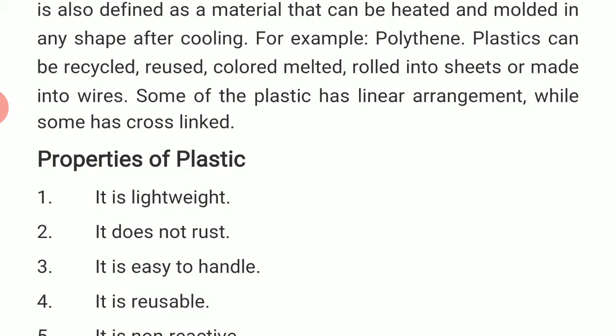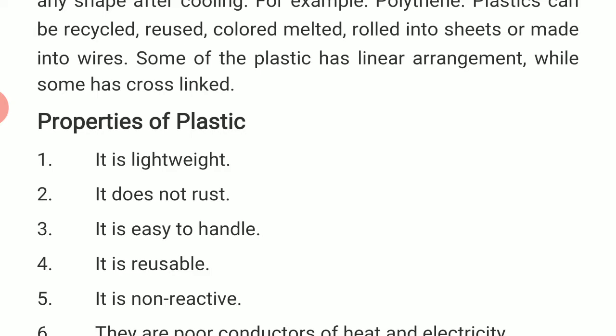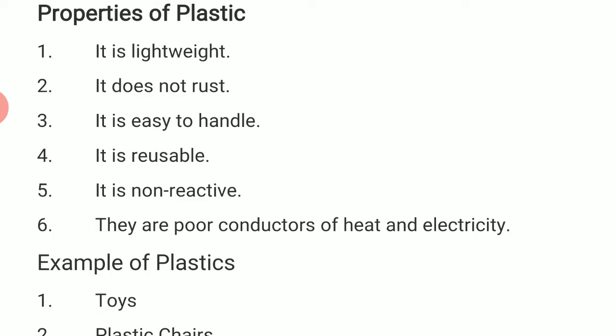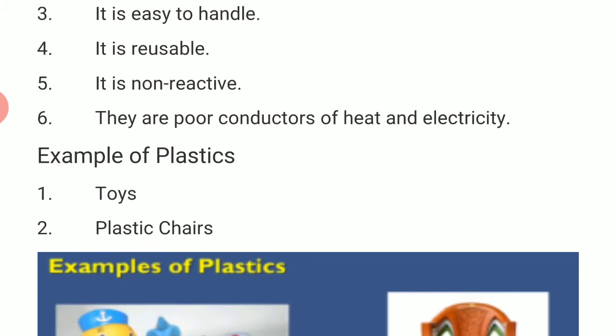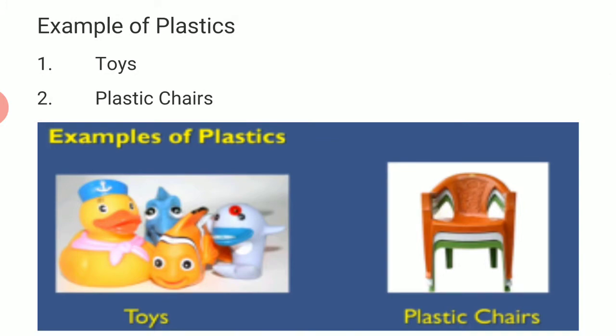Properties of plastic. When you come to the properties of plastic which made plastic very famous: it is lightweight, it does not rust, it is easy to handle, it is reusable, it is non-reactive, and they are poor conductors of heat and electricity. When I say the fifth point, non-reactive, even pickles are stored in plastics. They are not stored in metal containers because the pickles corrode the metal. Examples of plastics are toys, plastic chairs, etc.